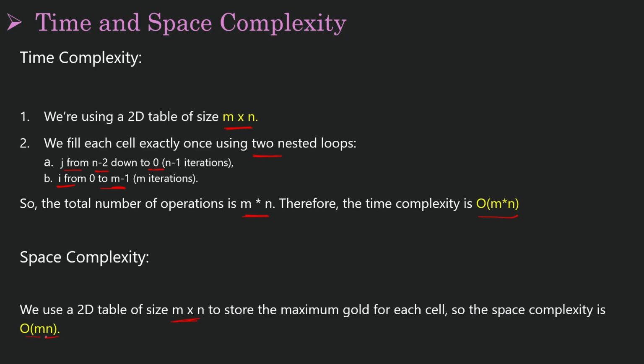However, we can optimize this to O of m by only storing 2 columns at a time, the current column and the next column, since each cell only depends on the cells in the next column. But in our implementation, it's O of m times n.